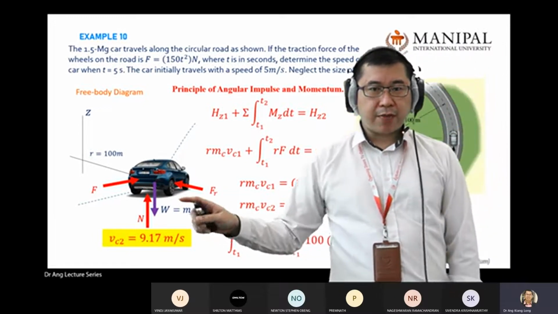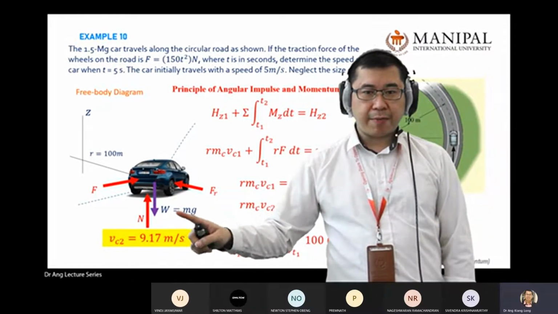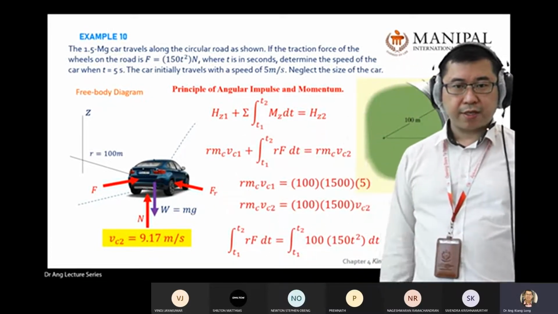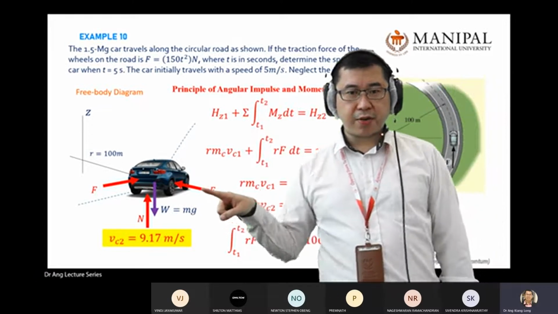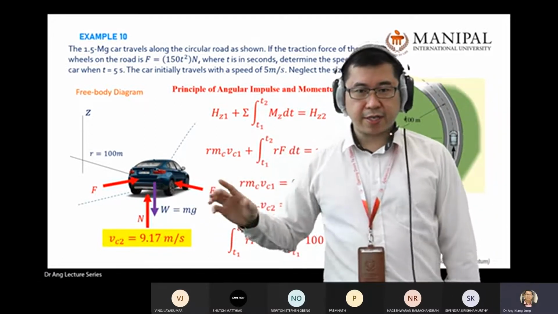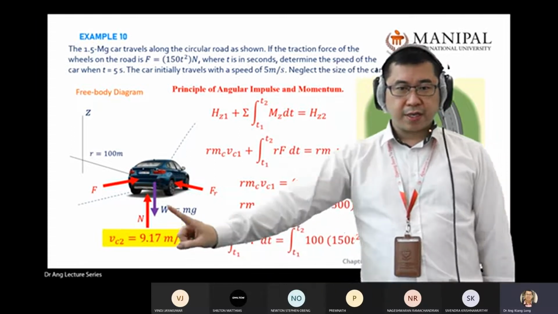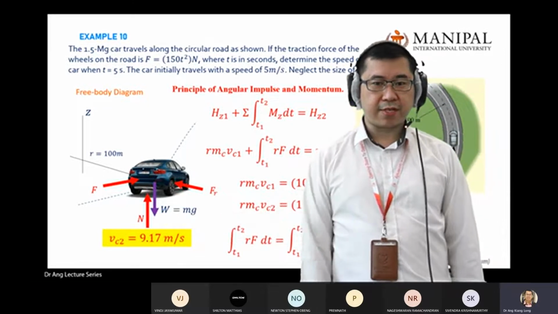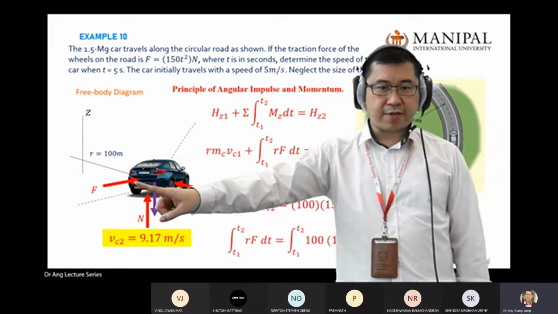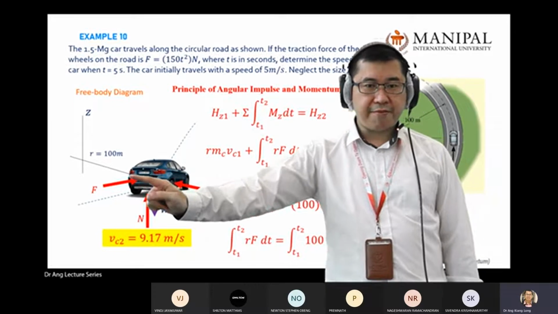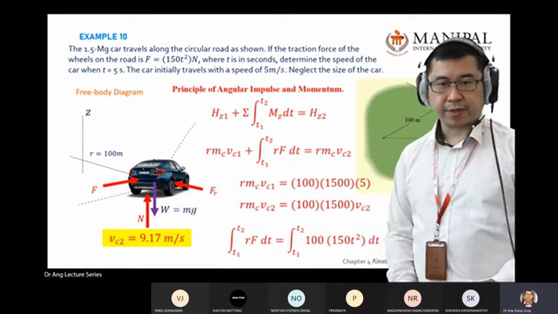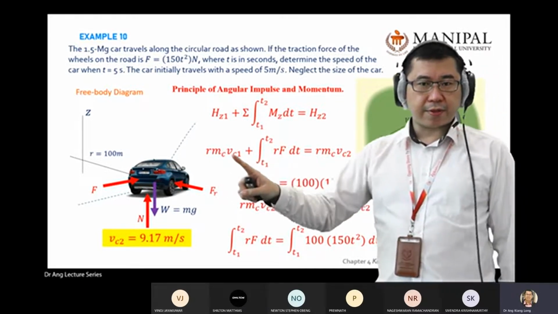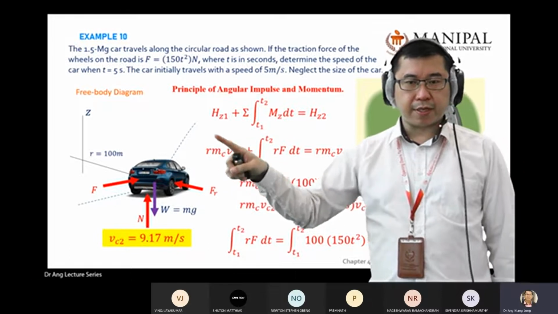Earlier we explained why the weight W, normal force N, and Fr are not calculated here. Because Fr goes inside the radius, it doesn't contribute anything. These two balance each other, so they cancel out. You are only left with the F and R component. That's why inside here, you only see F and R and the angular momentum.